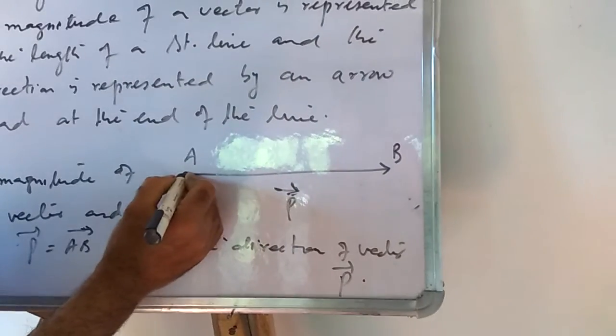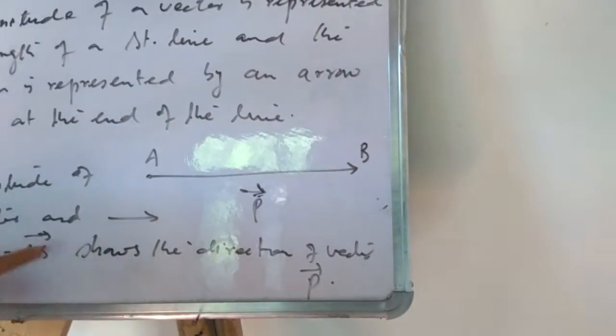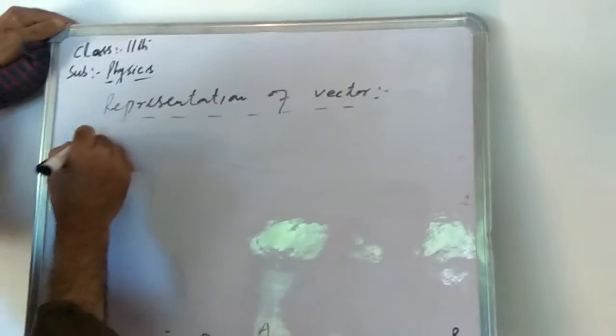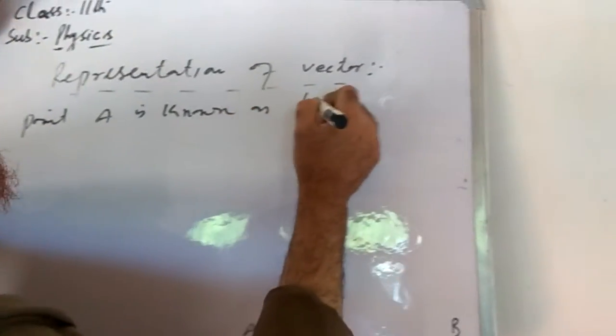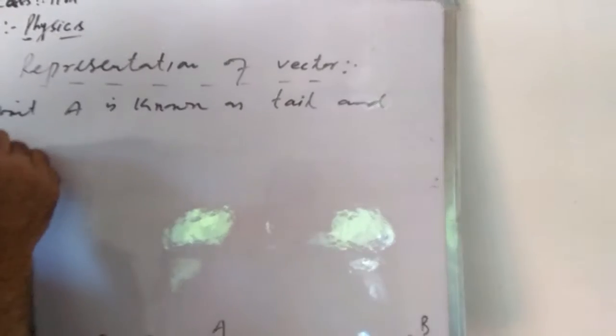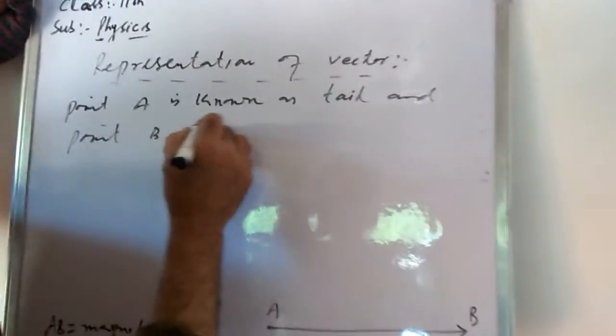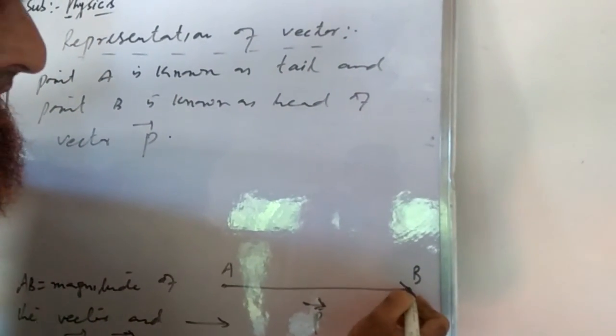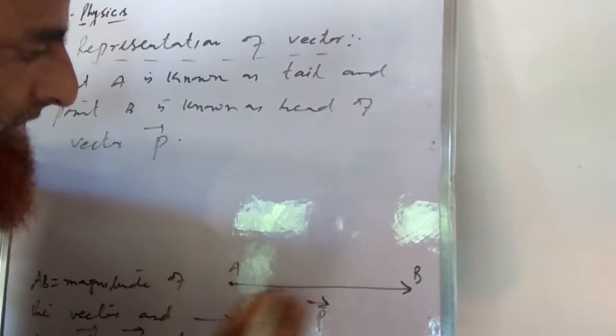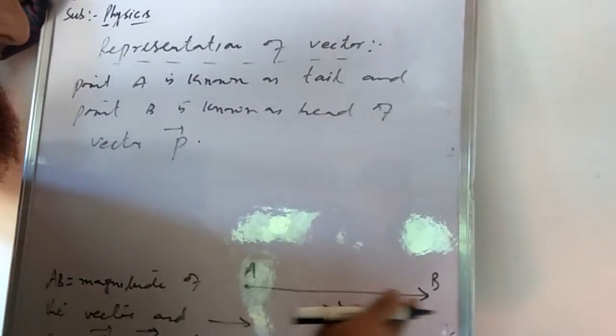Now, there are two points, first point and second point. The point A of the vector is known as the tail, and point B is known as the head of vector P. That means a vector has two points, a tail and a head. Tail is where it starts, and where it ends is the head. So in the figure, A represents the tail and B represents the head.